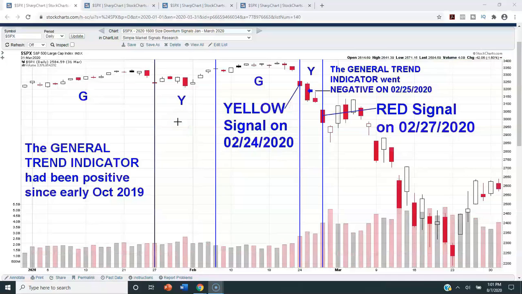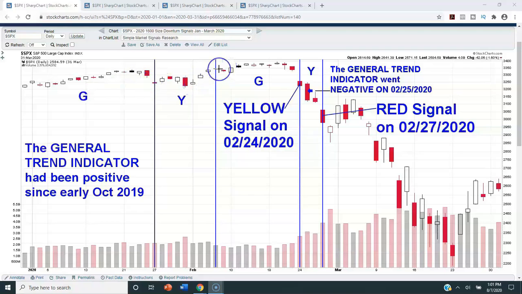Now let's take a look at the first 3 months of 2020 so you can see how simple market signals could have helped you in the most recent downturn. We know that we came into the year with a strong stock market, so we had a green signal for the majority of January, but on January 27th, the signal went yellow for a couple of weeks.